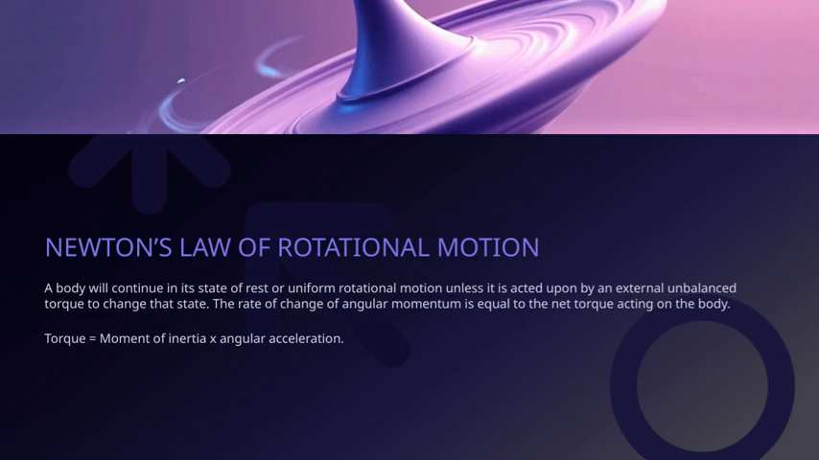Now, moving on to the behavior of a body in rotational motion. An object will stay at rest or keep spinning at a constant rate unless an external unbalanced torque acts on it. This means that if no net torque is present, the object won't change its state of motion. Furthermore, the rate at which the angular momentum changes is directly proportional to the net torque applied. In other words, the net torque is responsible for changing the body's angular momentum over time. This concept is the rotational equivalent of Newton's second law, and it forms the core of Newton's law of rotational motion.